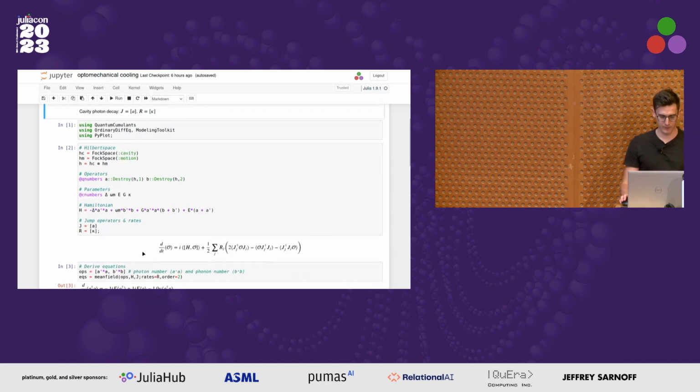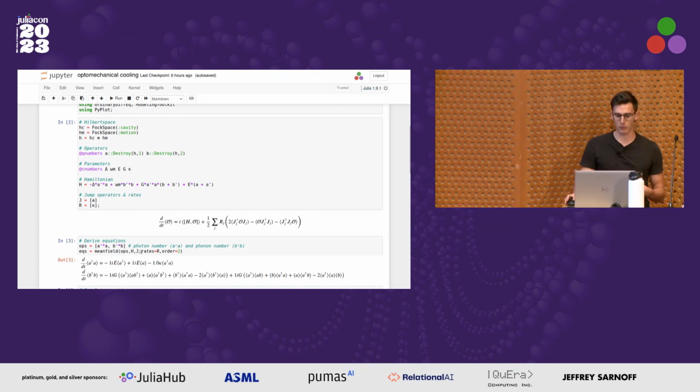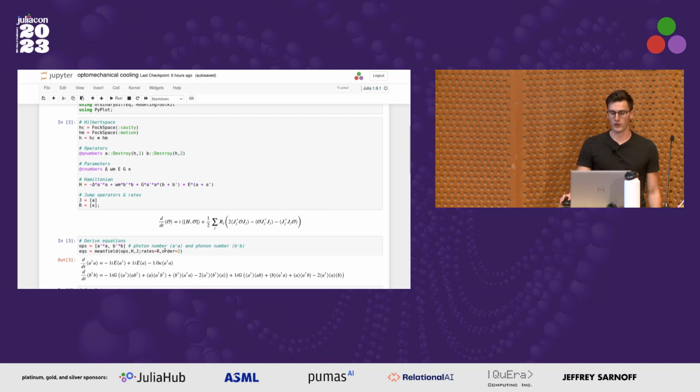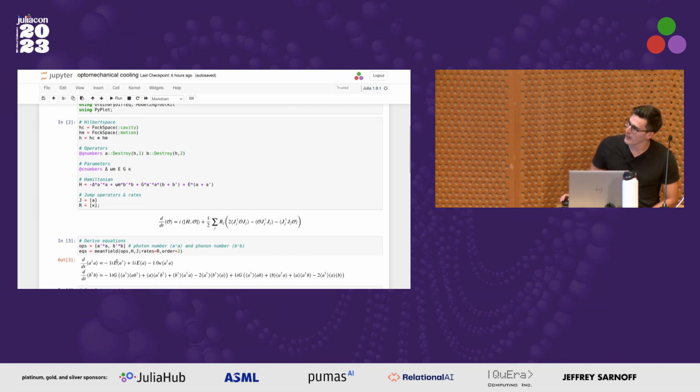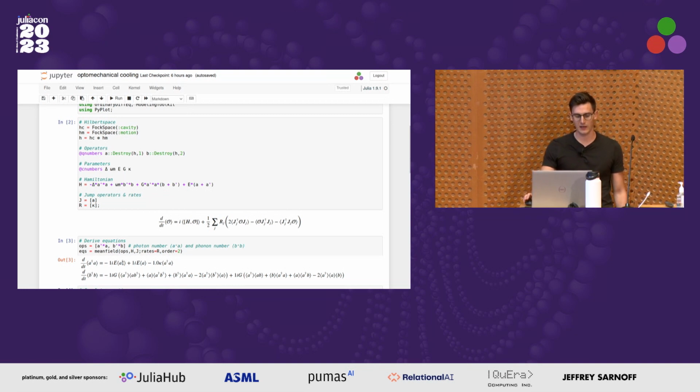Good. Having this Hamiltonian, jump operators and rates, we can simply use the mean field function in quantum cumulants, which derives the mean field equations for a set of operators, in this case A dagger A and B dagger B, which correspond to the photon number and to the phonon number, and we want to do it here up to second order. What we get are these two equations here, which are, as you see, not really complete, because on the right-hand side of the equation we have expectation values such as this A dagger, which doesn't appear on the left-hand side of the equation.